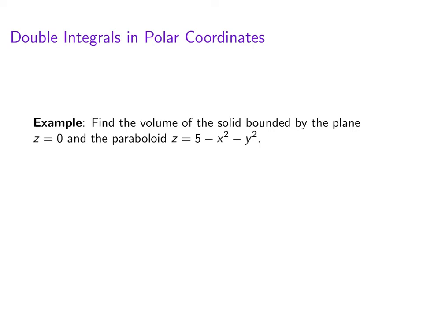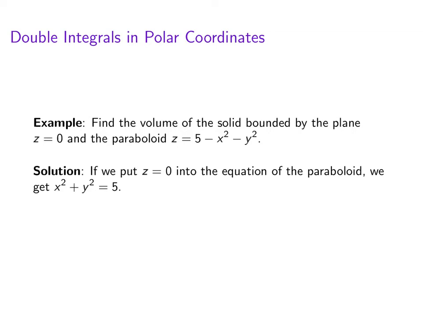Hello, calculus fans. Let's find the volume of the solid that's bounded by the plane z equals 0, that's just the xy plane, and the paraboloid z equals 5 minus x squared minus y squared. Notice that paraboloid is upside down because of the minuses on the x's and y's, and then the 5 tells us that we move the whole thing up 5 units.